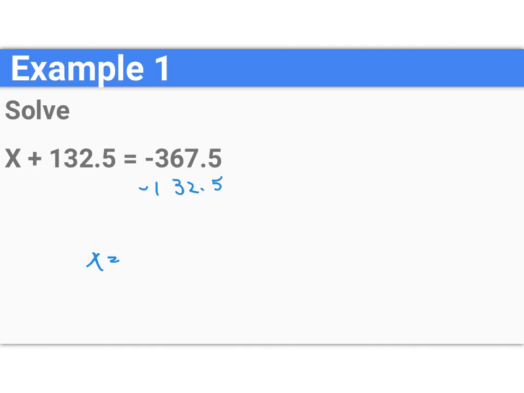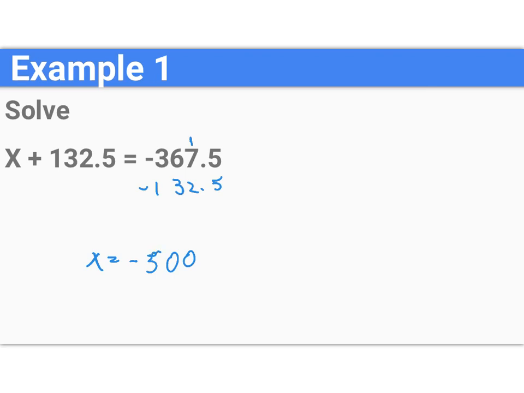So we got 0. 5 plus 5 is 10. This becomes a 0. We're no longer going to write the 0. 7 plus 2 plus 1 is 10. 6 plus 3 plus 1 is 10. Negative 500. And there we go.